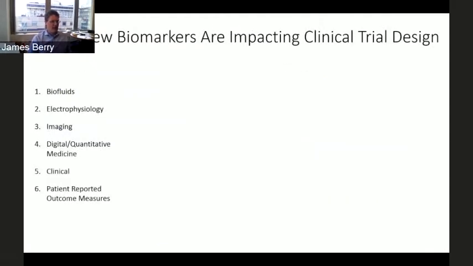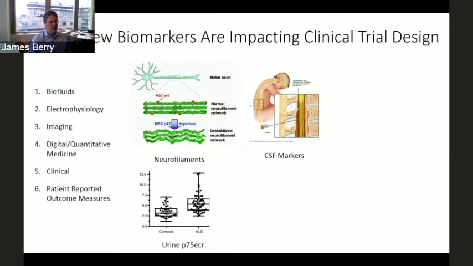As I said, biofluids, electrophysiology, imaging, quantitative digital medicine, clinical outcome measures, and patient-reported outcome measures are all categories that we think about for biomarkers across the board. In ALS and many other neurodegenerative diseases and some neuroinflammatory diseases, we're thinking about neurofilaments. These are the scaffolding upon which the neurons are built, and they're spilled into the CSF and into the plasma when there's neuronal injury. So they're not specific to any disease, but they do go up in a number of diseases. Urinary P75 extracellular domain is a biomarker I'll talk about a little bit later. There are numerous spinal fluid markers of neurotrophic factors and inflammatory factors that we're beginning to incorporate into trial designs.